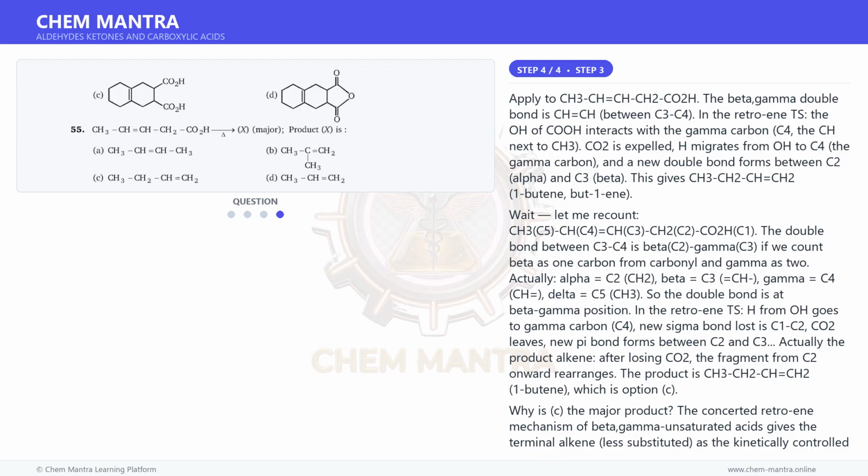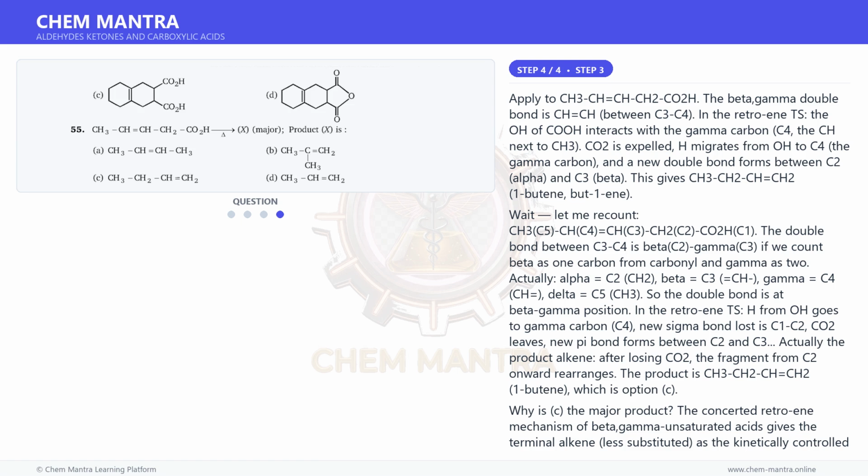In the retro-ene, H from OH goes to gamma carbon, C4, the sigma bond lost is C1-C2, CO2 leaves, and a new pi bond forms between C2 and C3. Actually the product alkene, after losing CO2, the fragment from C2 onward rearranges. The product is CH3-CH2-CH=CH2, 1-butene, which is option C.